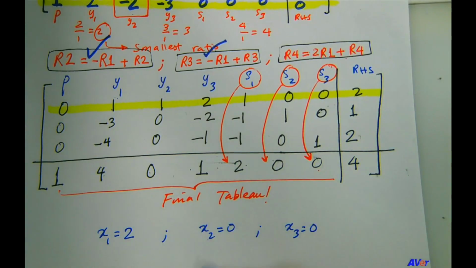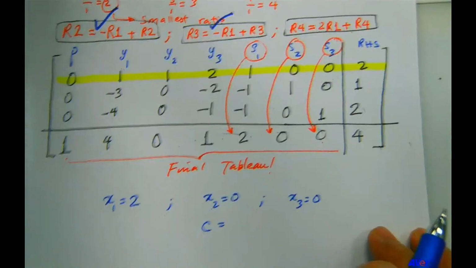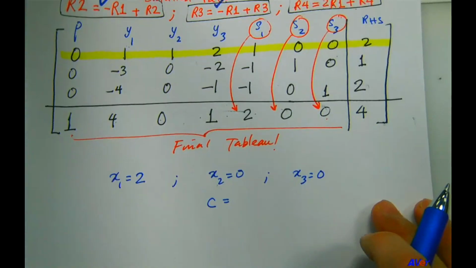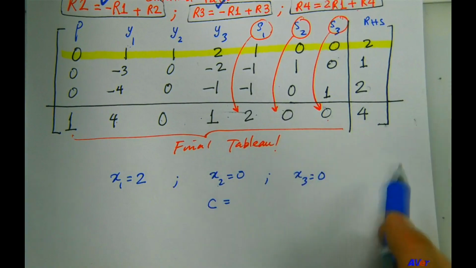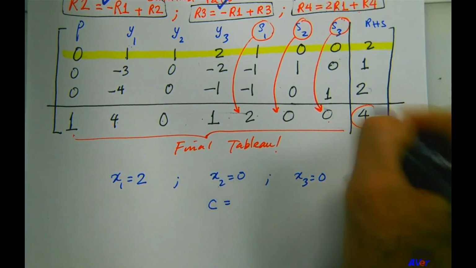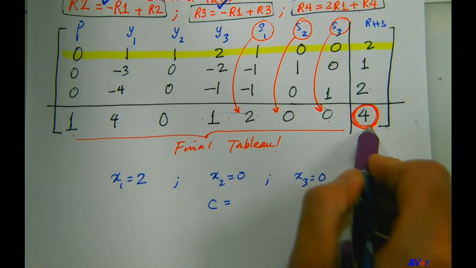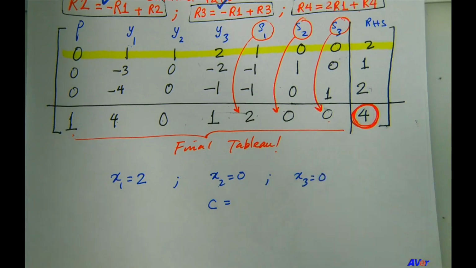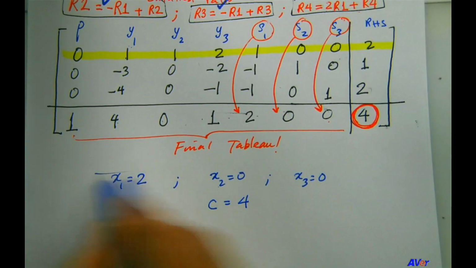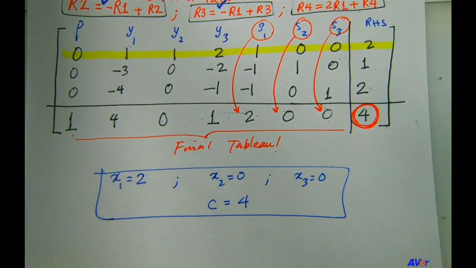And how about C? The variable C, let me move this up, like that. So the variable C is here in the corner. For both maximum and minimum problems, it's always that number in here, in the final tableau. So C is equal to 4. Okay, so this is the solution of the original minimum problem. Can we test this? Of course we can test it. All right, so let's do that.